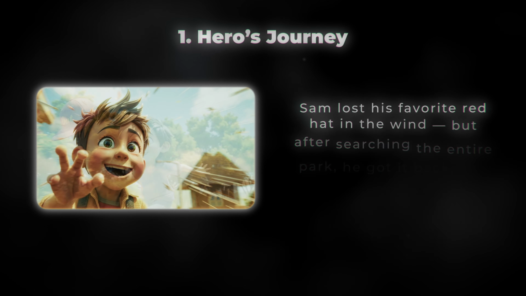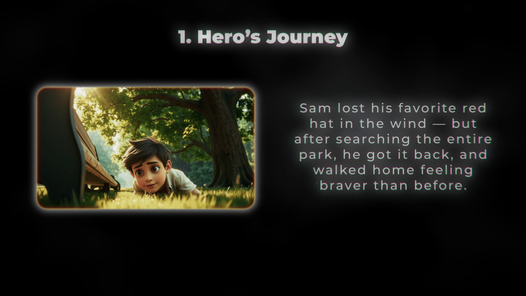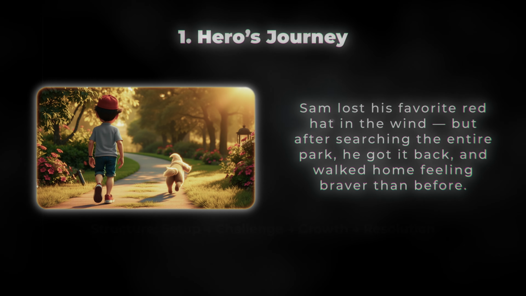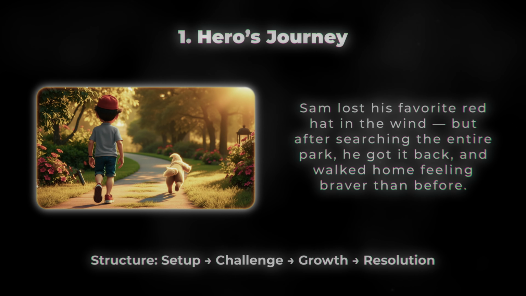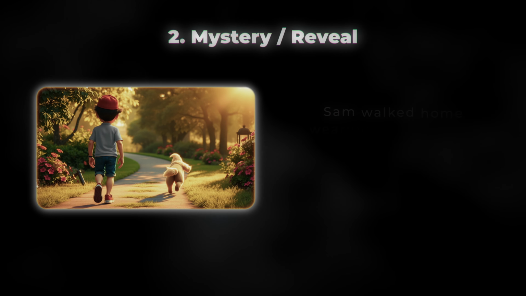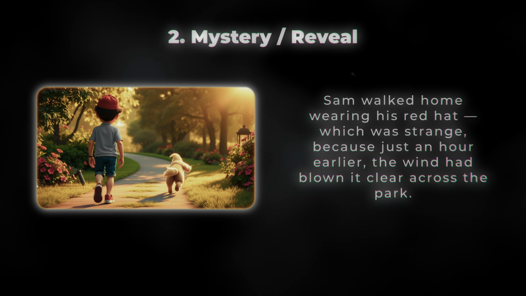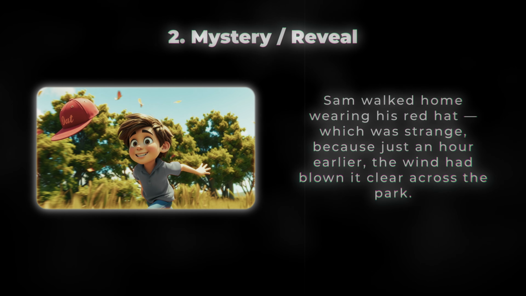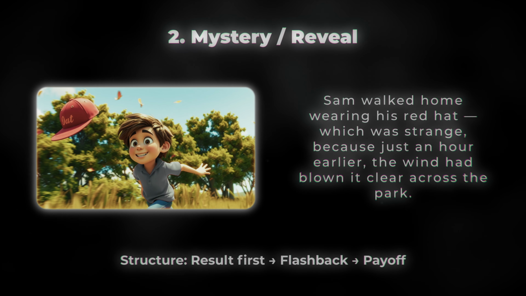Style number 1 is the hero's journey. Sam lost his favorite red hat in the wind, but after searching the entire park, he got it back and walked home feeling braver than before. The character faces a challenge, he grows through it and comes out changed. Style number 2 is the mystery reveal. Sam walked home wearing his red hat, which was strange because just an hour earlier the wind had blown it clear across the park. Start with the ending, then reveal how it happened.